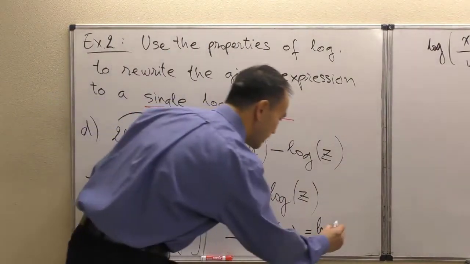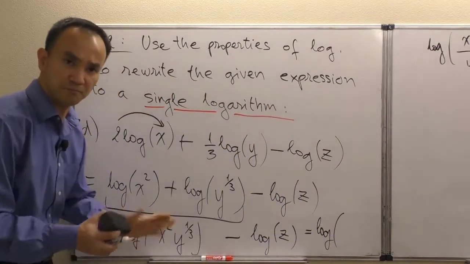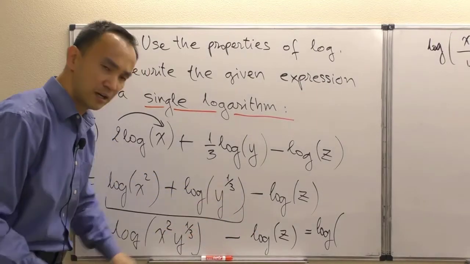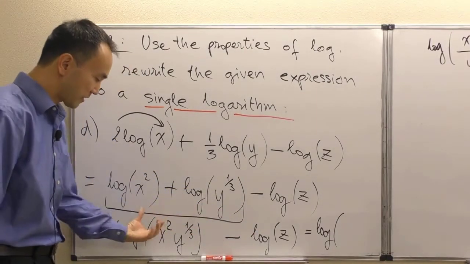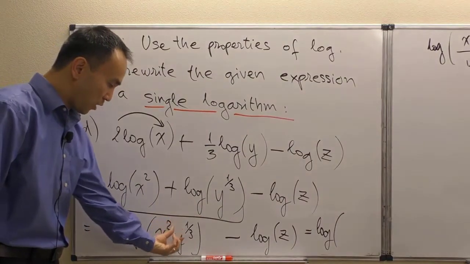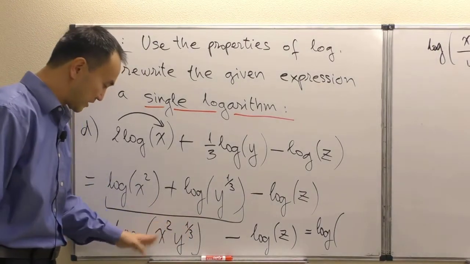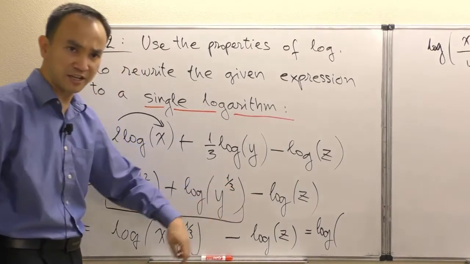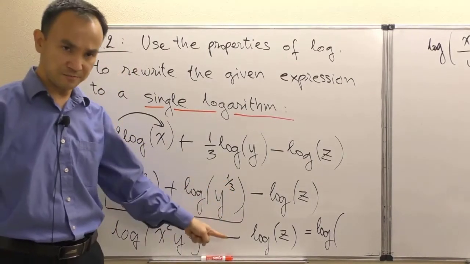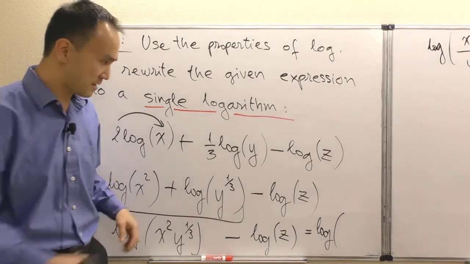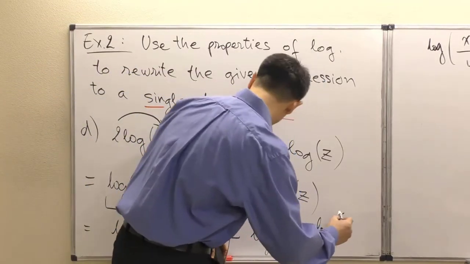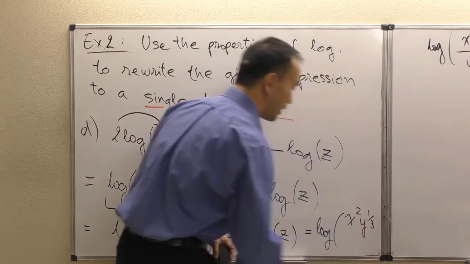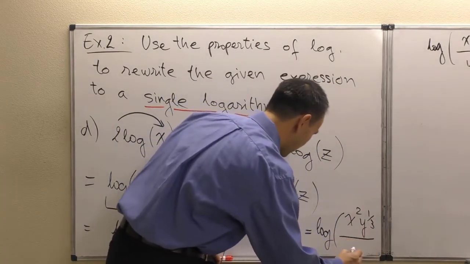Okay, log base 10 of, so when it comes to subtraction, we just need to pay attention to the order of the subtraction. So x squared y to the 1/3 is inside the log term that stays before the minus sign here. In that way, I'm going to write the x squared times y to the 1/3 power on top, and then we're dividing that by z.